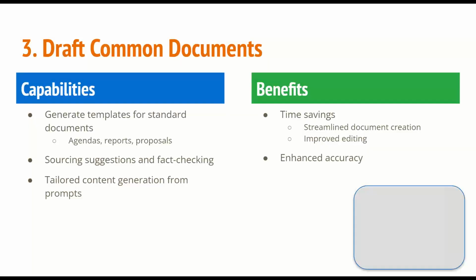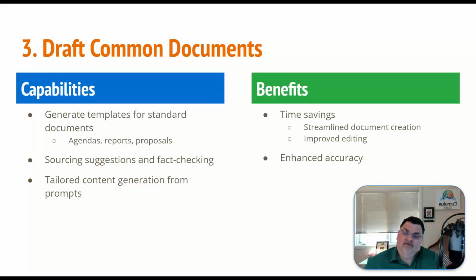Use case number 3 is you can use AI to draft common documents. Now, both Microsoft Copilot and Gemini for Google Workspace are great at generating templates for standard documents, meeting agendas, reports, proposals, cancellation notices, customer service requests, all of these types of documents. Just as you can use it to draft emails, you can get those into documents as well.